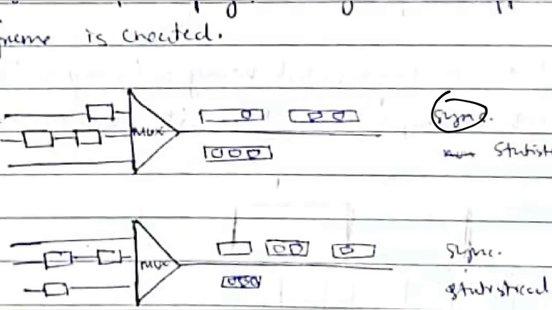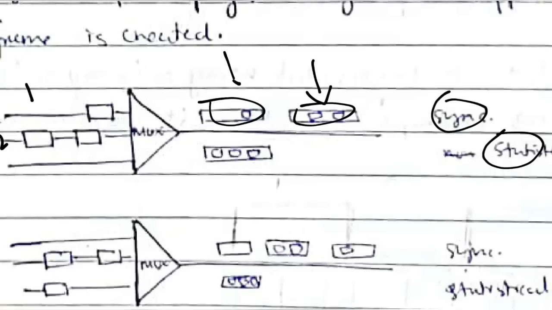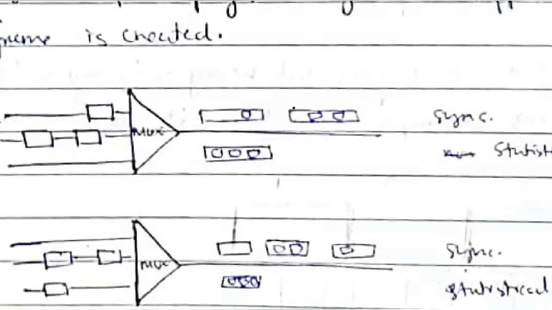One is synchronous and the second is statistical. In synchronous, what happens is, see here, in this case the input is 1 and input is 2. For 2 one frame will be allocated, and for 1 another frame will be allocated, leaving behind one empty space here and two empty spaces here.